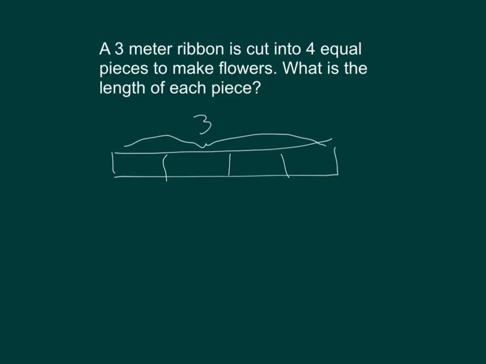So how much is each piece? That's our question. How many units are there? Right, 4 units. And 4 units equals what? 4 units equals 3. So 1 unit is equal to 3 divided by 4, which is equal to 3/4. Each piece is 3/4 of a meter long.